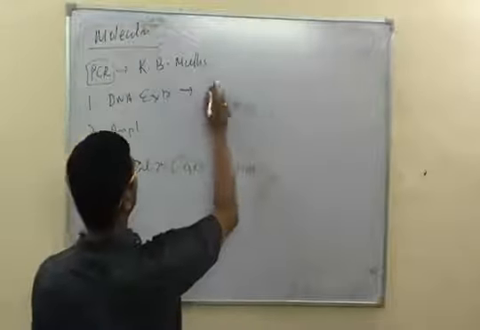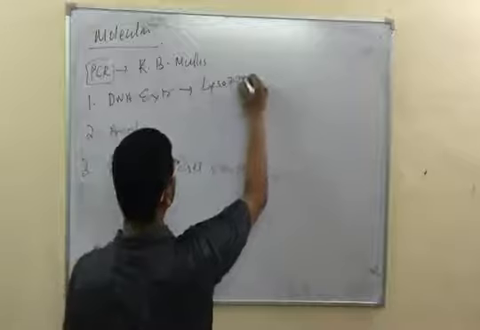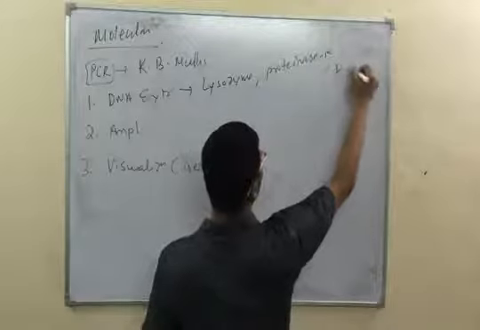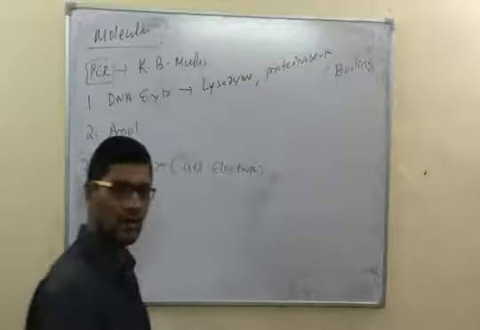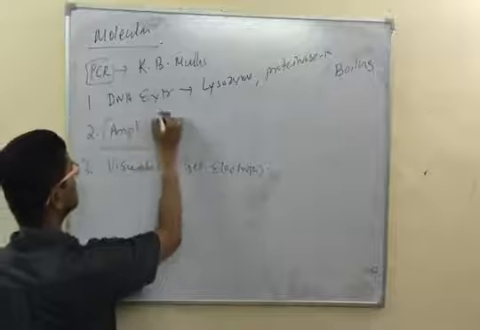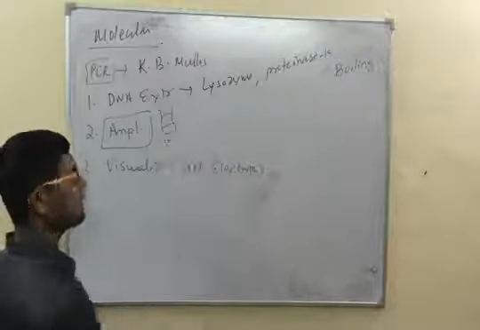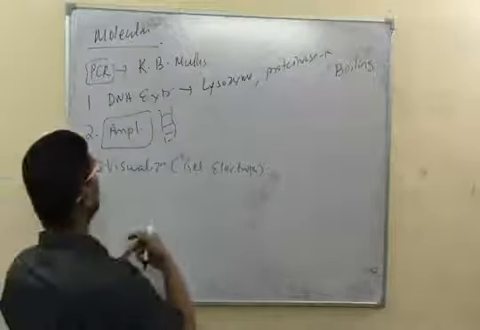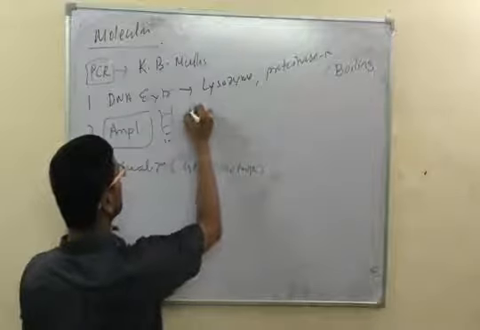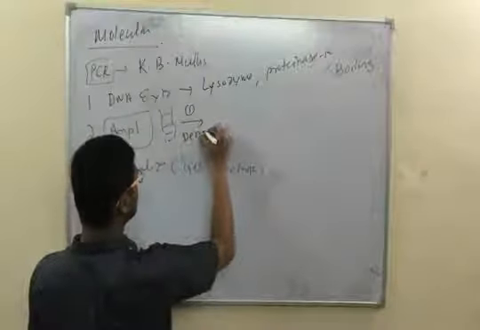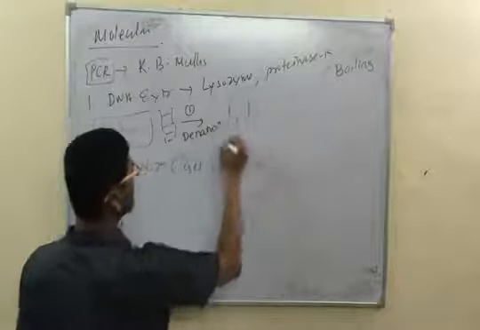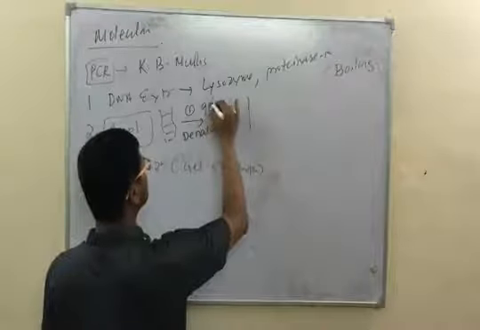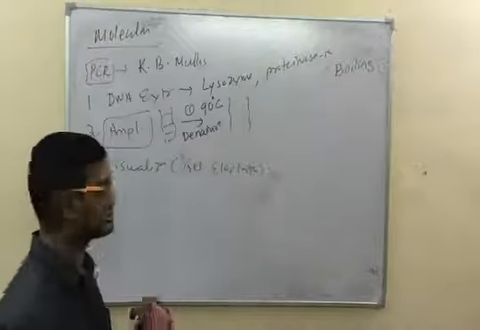DNA extraction is done by various methods: lysozyme method, proteinase K method, boiling. All these are various methods to extract the DNA. Once the DNA is extracted, of course you know that the bacterial DNA is double stranded. So the next step is the amplification step. It has three basic components. First is denaturation, so that the double stranded DNA is separated into two single strands, and this is done at a higher temperature, around 90 to 95 degrees centigrade.